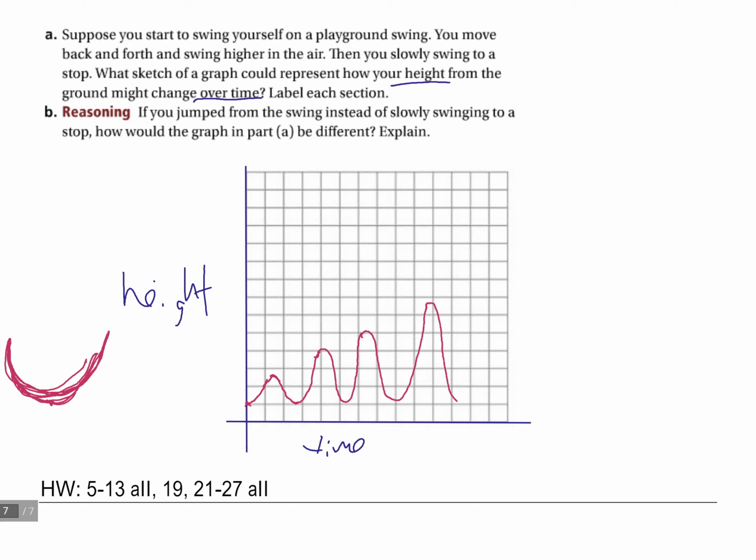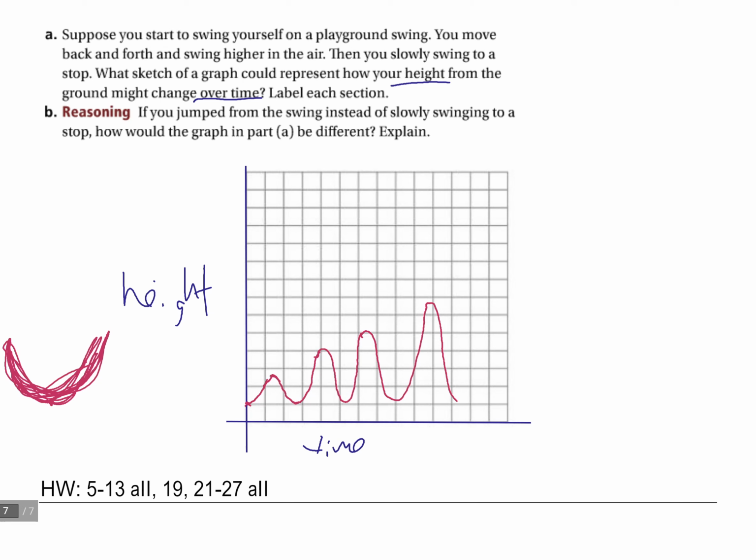But when you graph it over time, this is what it looks like. We're not moving forward as we swing. We're stationary as we swing. So understand the difference between these two ideas. In reality, we're doing this, just back and forth. But over time, the graph looks like this.